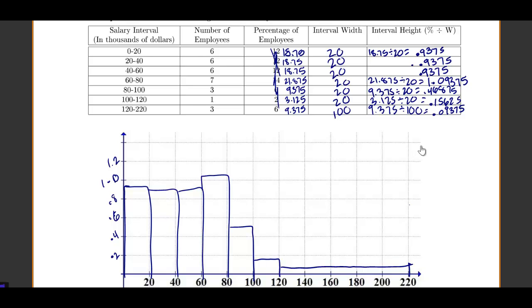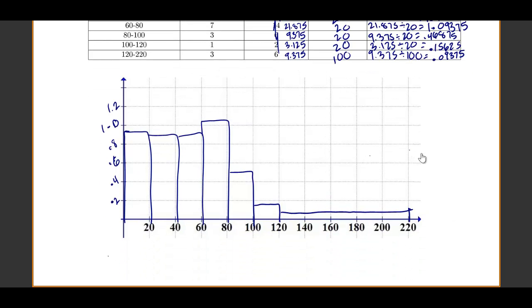Notice that our graph looks so much better now. I look at that and it seems like not as many people are making a ton of money, which represents our data much better. So this is a much better graph.